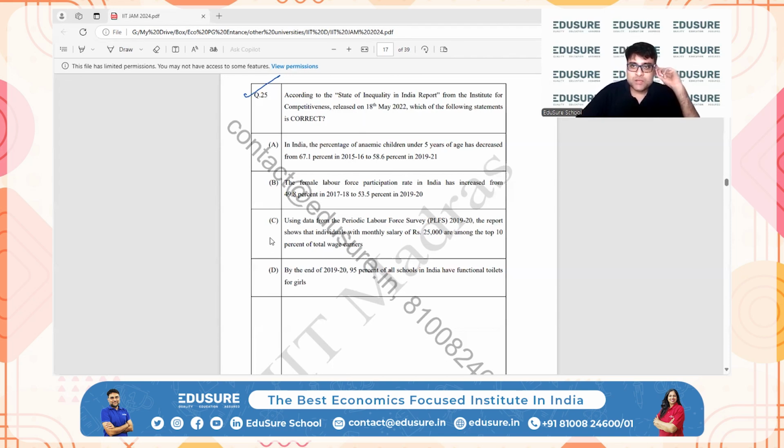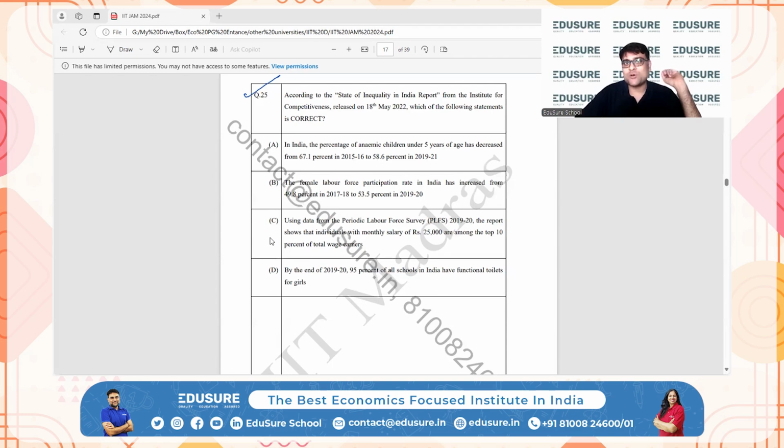Using the data from the periodic labor force survey, that's PLFS, 2019-20, the report shows that individuals with monthly salary of 25,000 are among the top 10%. According to the State of Inequality in India report, individuals earning 25,000 or more per month are indeed among the top 10% wage earners in India. This aligns with the income distribution that the data is presenting in the report. So option C is correct.